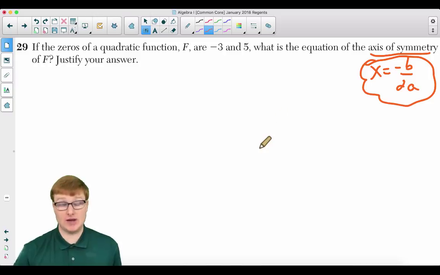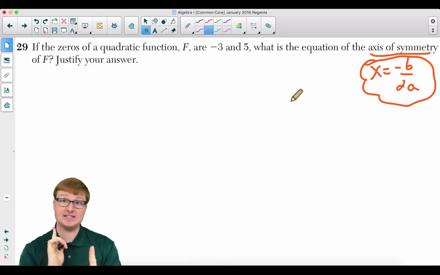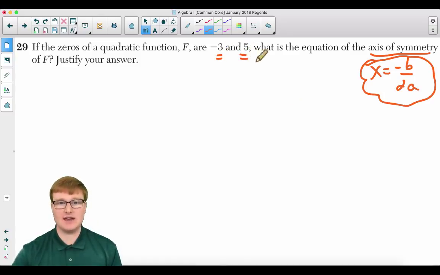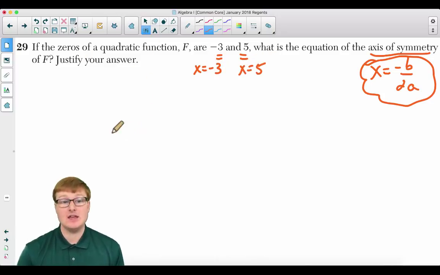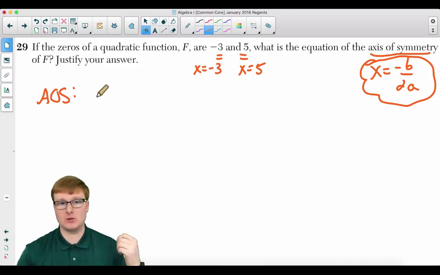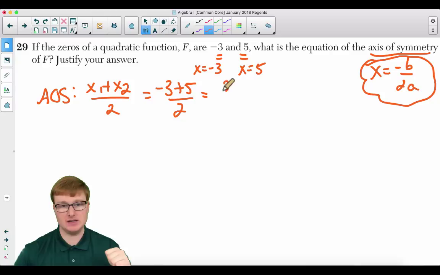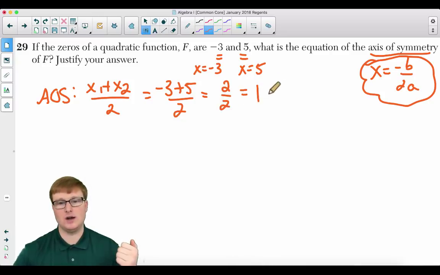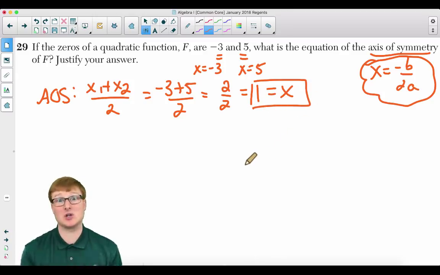Or you could do it this way. The axis of symmetry is halfway between the two given x values. This is x equals -3, and this is x equals 5, because these are the roots of the quadratic. The axis of symmetry is halfway between these two roots. So you could use the midpoint formula: take x1, add it to x2, and divide by 2. That's -3 plus 5 divided by 2, which is 2 divided by 2, which equals 1. So, ladies and gentlemen, the axis of symmetry is x equals 1. That's how you do it very quickly.